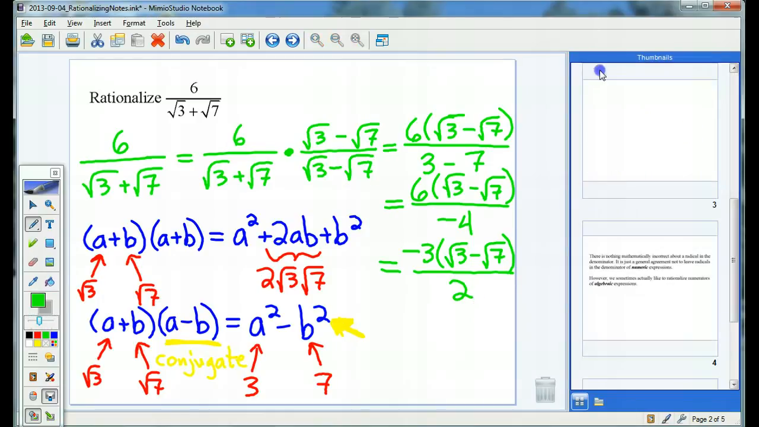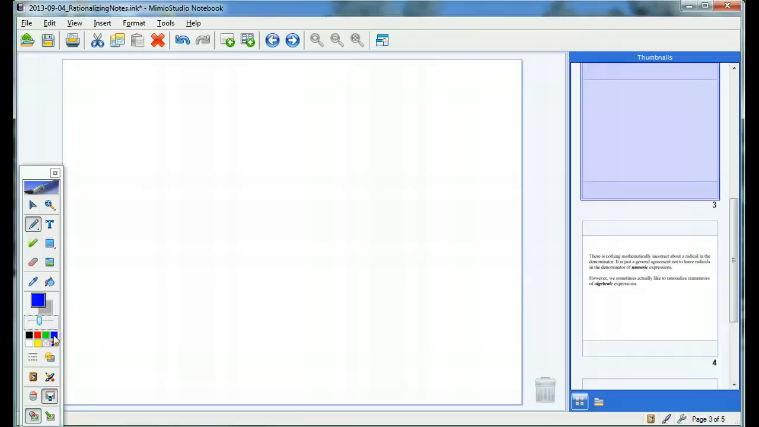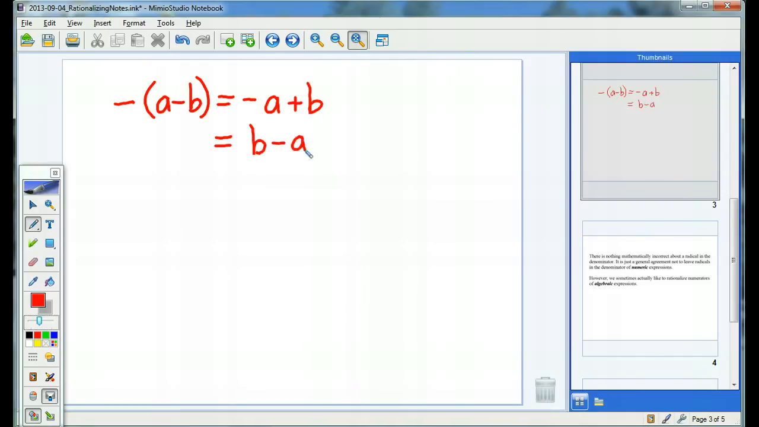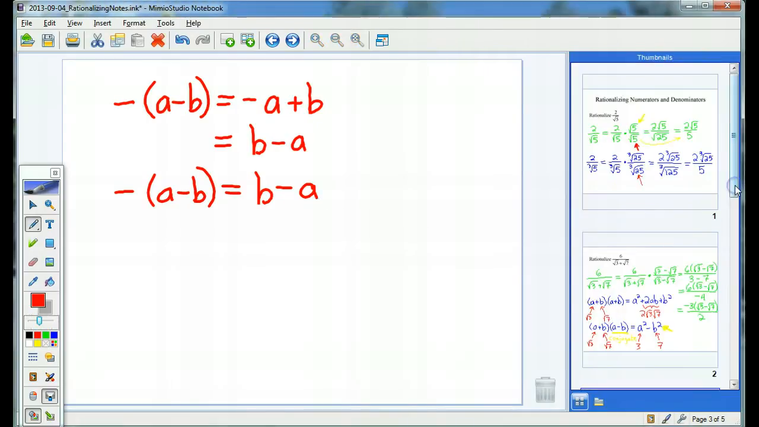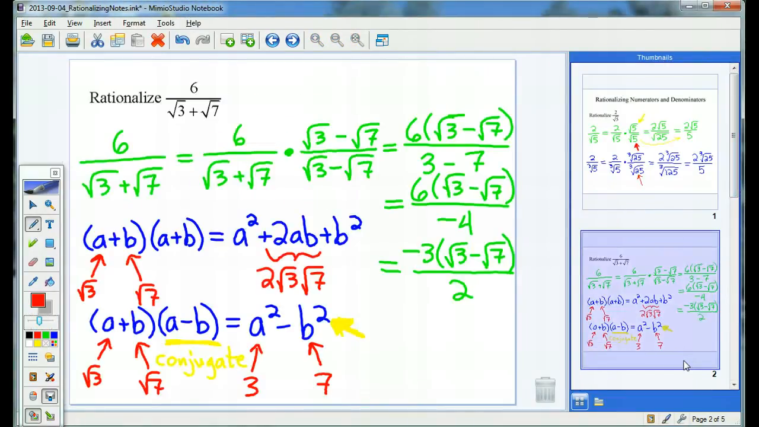But I want to remind you of something else that we can show with some algebra here. And that is that the opposite of subtraction, so the opposite of the quantity a minus b, gives us the opposite of a plus b, which can be written more simply as b minus a. In other words, to take the opposite of subtraction, all you do is turn around the subtraction. The opposite of a minus b is b minus a.